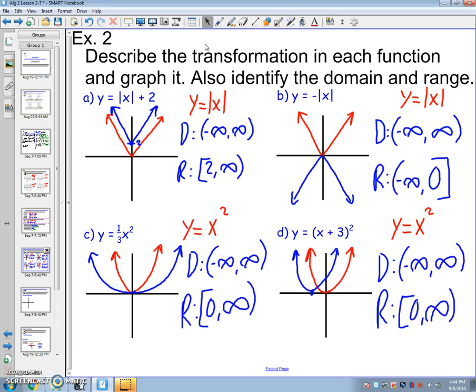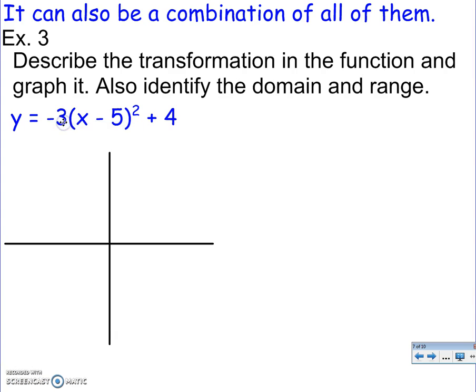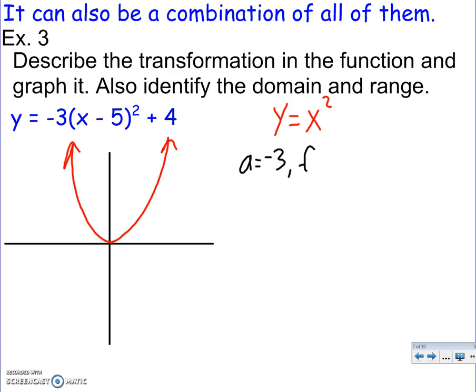Alright, and the last example, you can do a combination of all of them: translation, reflection, dilation. So describe the transformation in the function, also graph it, and identify the domain and range. So here I see a quadratic. So y equals x squared is the original. It should look like this. Now every number I see I need to talk about. So first I see negative 3 in front. Well, negative means a is negative. Negative means flipping. So say a is negative 3. Negative means flip upside down.